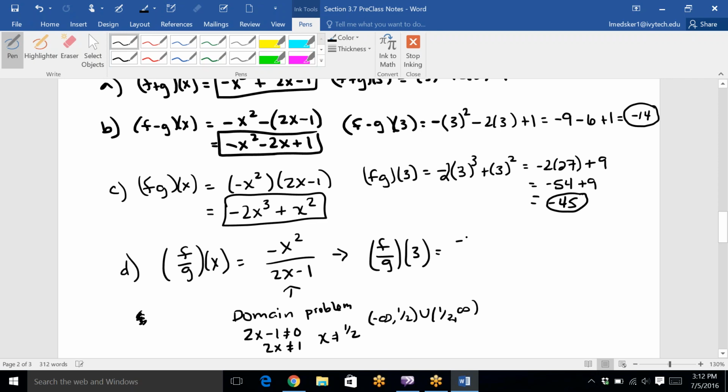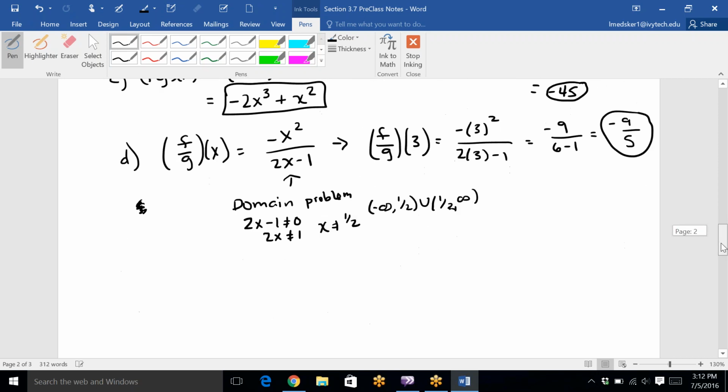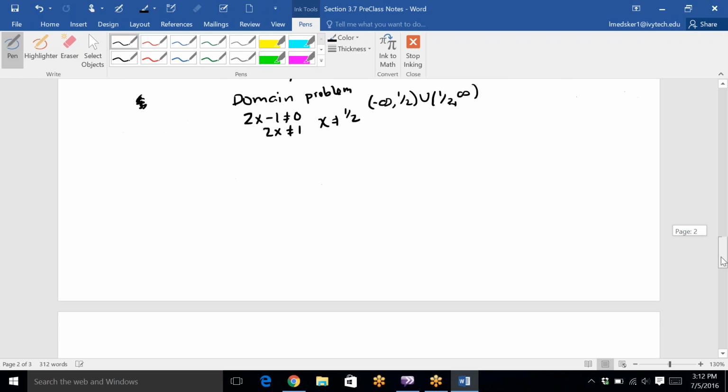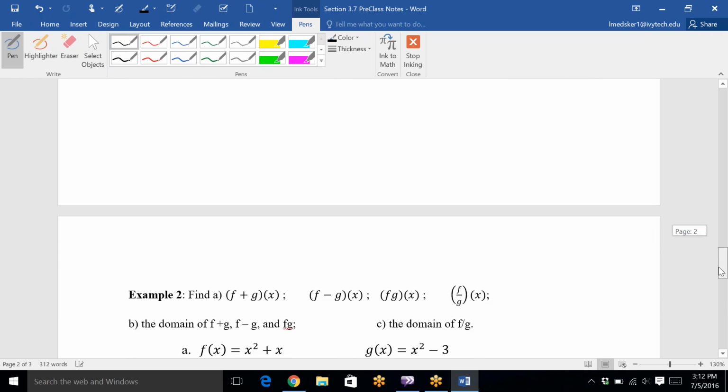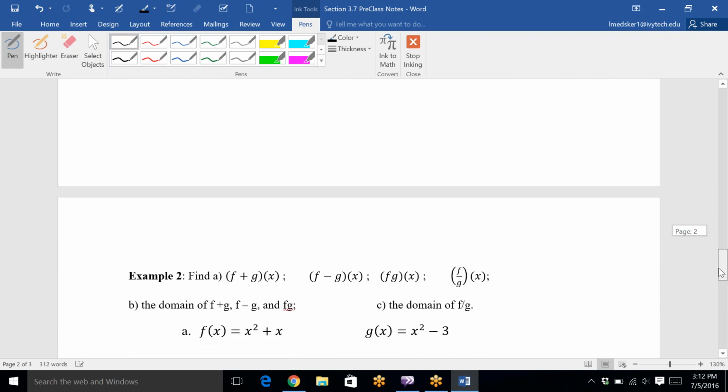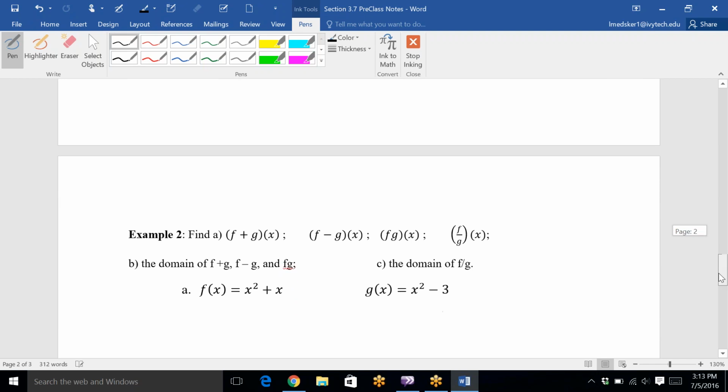So this would be negative 3 squared over 2 times 3 minus 1. That's negative 9 over 6 minus 1. So that's negative 9 over 5. Okay, so that's that example all the way worked out. So again, not too difficult. You're just combining the functions using the 4 main operations. We'll learn about composition in class on Wednesday, so tomorrow. That one is a little bit trickier.